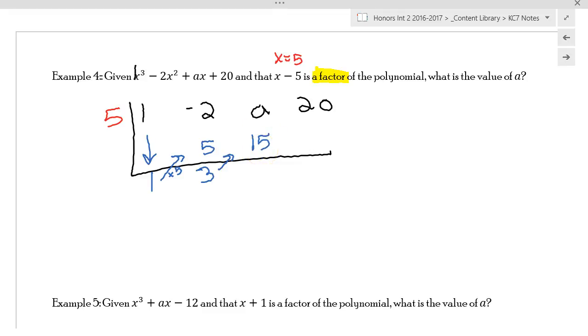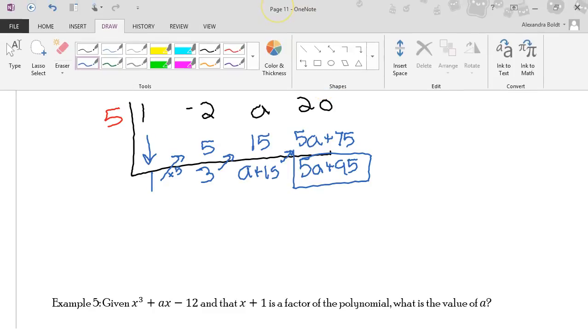It's a little weird. A plus 15 is a plus 15. I can't add those, but I need that a in there. When I multiply this, I get 5a plus 75. Right. Add these together, I still just have 5a. Right? 20 plus 75 is 95. Okay. Now, again, all I care about is my remainder, 5a plus 95. Since it told us it is a factor, my remainder has to equal 0.